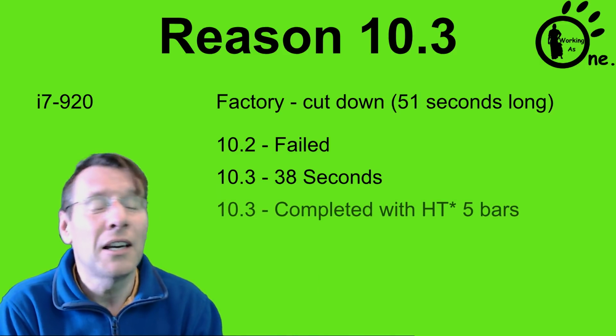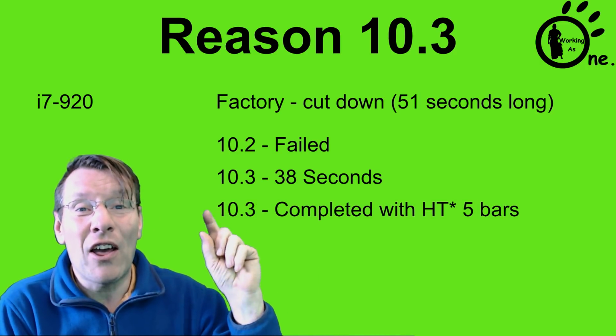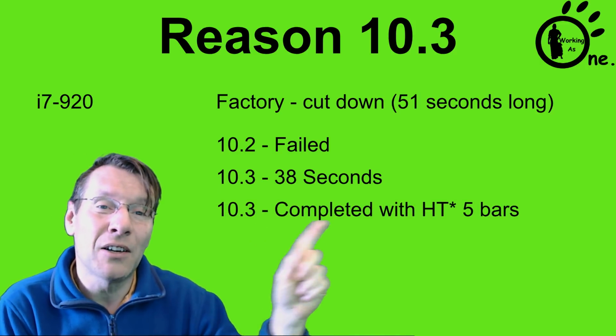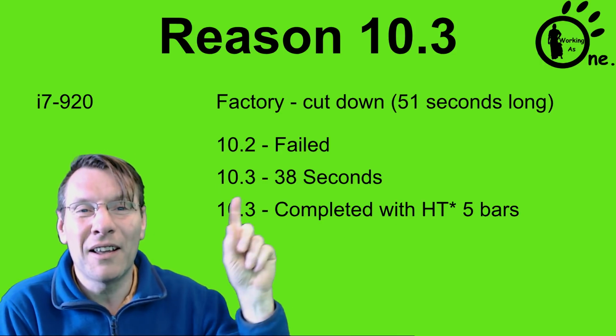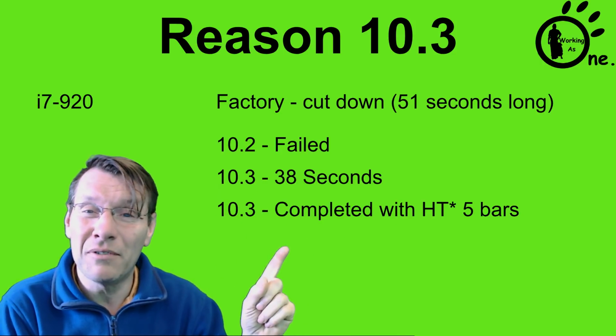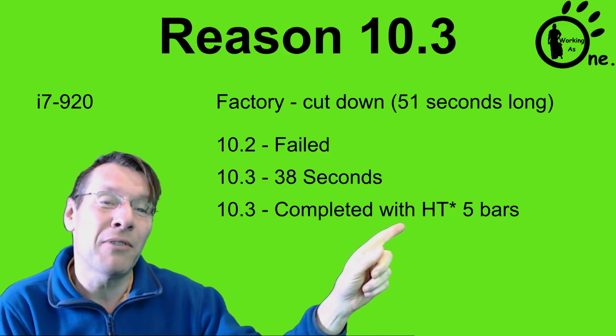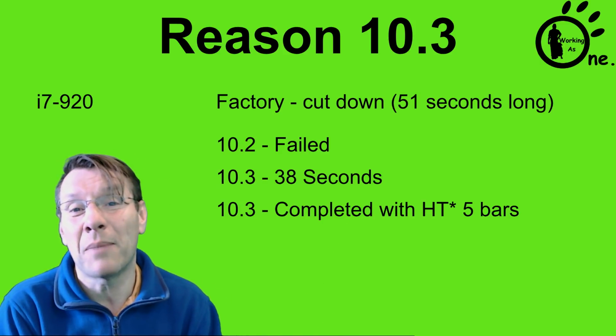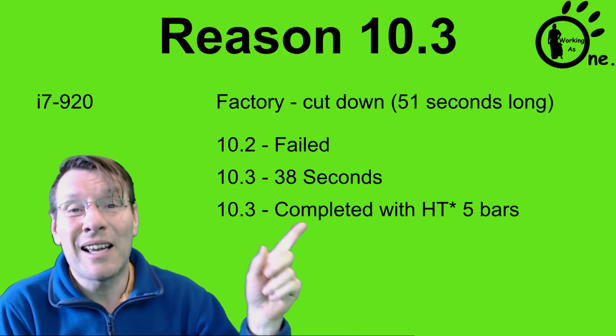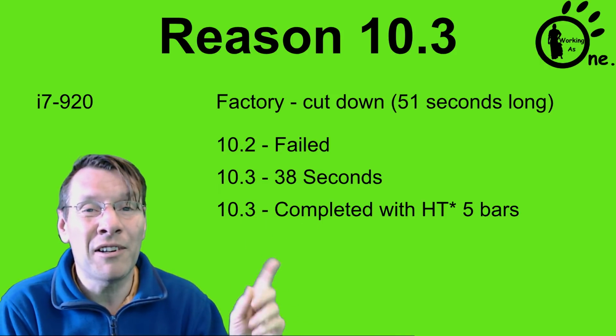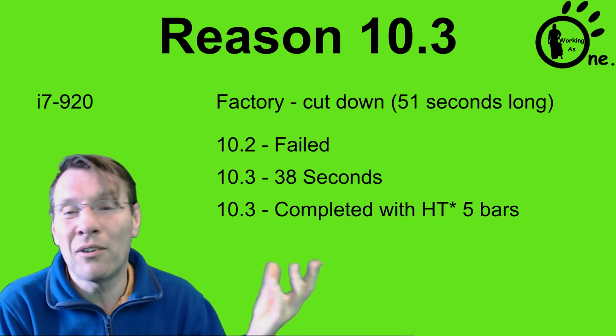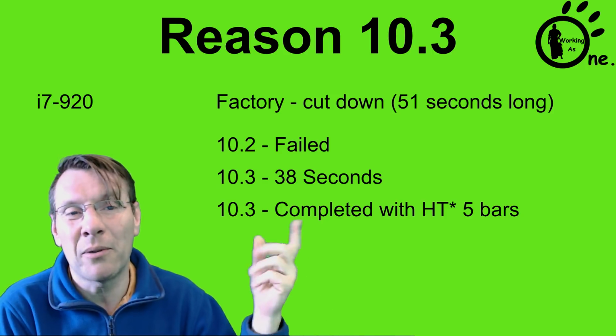38 seconds. And this was the only test when I was using hyperthreading, it actually improved it. So it actually completed it with hyperthreading on, and I only hit 5 bars max. So as I say, sometimes it's worth just turning that hyperthreading on and off. As a rule, I leave it off because I find I get clicks and pops quicker, usually with hyperthreading on.